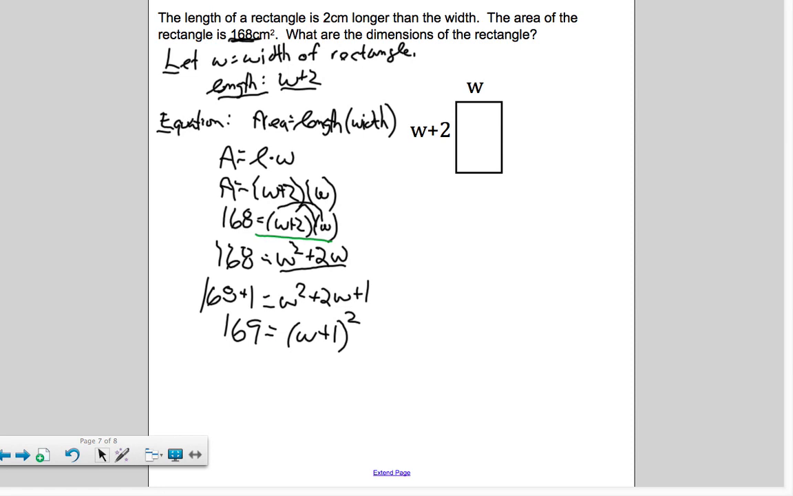Take the square root of this. So I'm left with W is equal to what? The square root of 169 is 13. That's right, that's the only one I know. Is it negative? Memorize that one. Plus or minus 13.